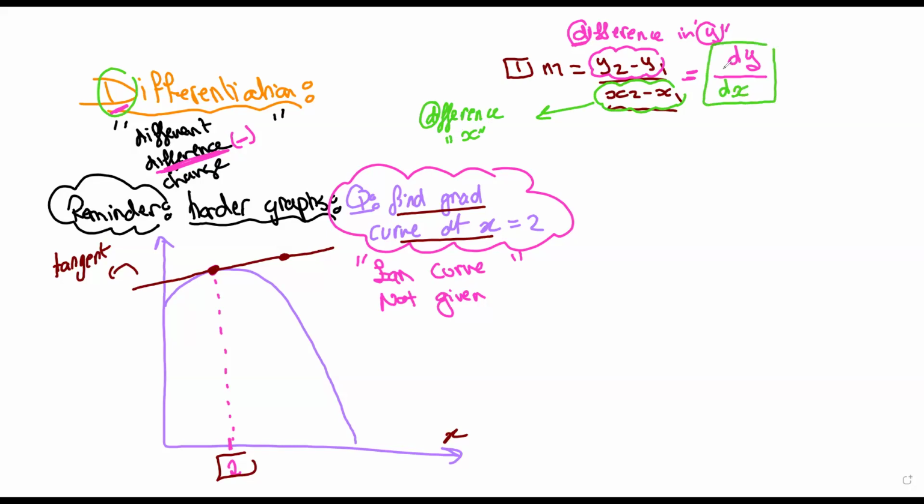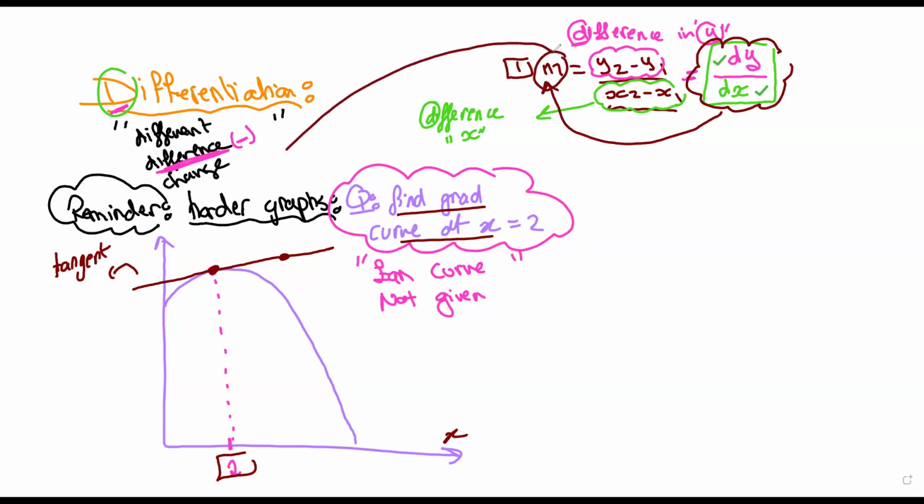So dy means difference in y. dx means difference in x. What does this symbol represent? This symbol over here represents the gradient of the tangent drawn on the curve. This symbol represents the gradient of the tangent on the curve.